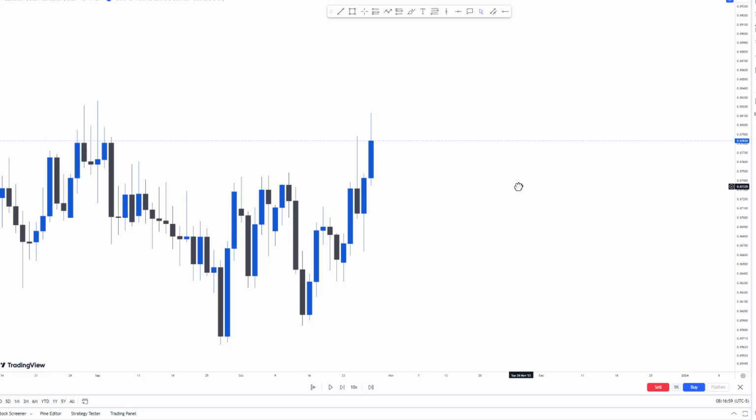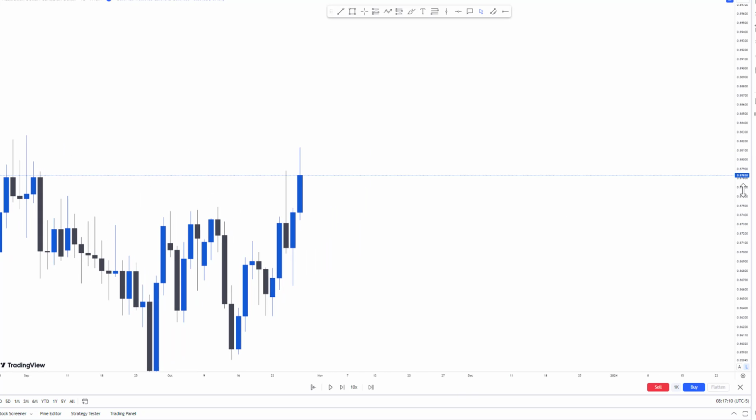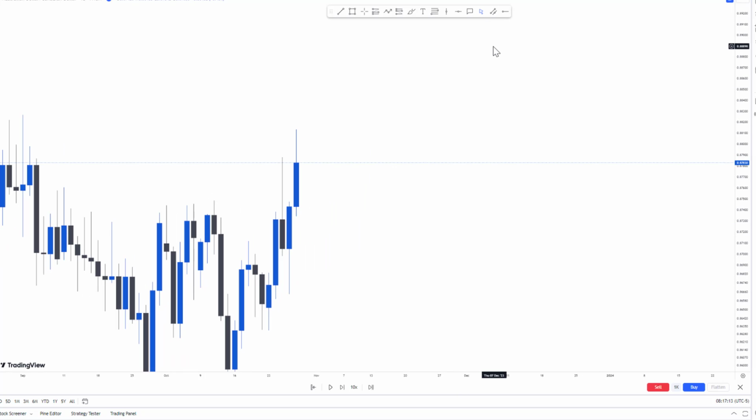Now, fair value gaps or imbalance is known as price inefficiency. That is, it is created when there is inefficiency between buyers and sellers. Now, let's do this quickly. Let me show you what a fair value gap looks like. If you look at this, you can see if we try to mark 3 candles, because a fair value gap is just a 3 candle pattern where we see inefficiency between buyers and sellers.